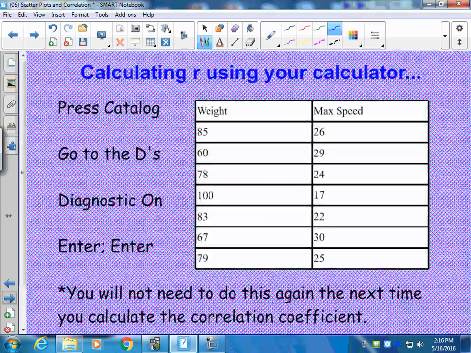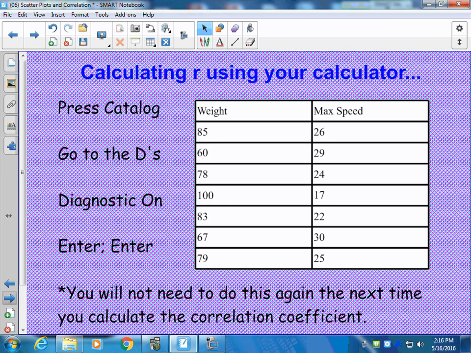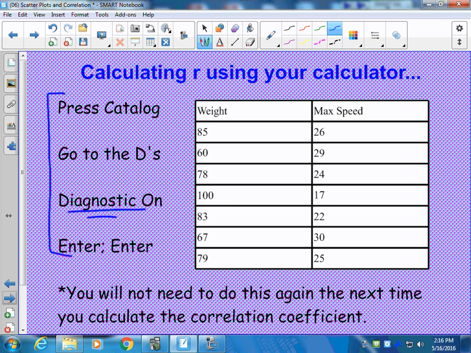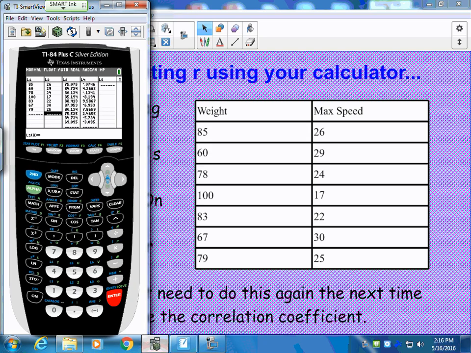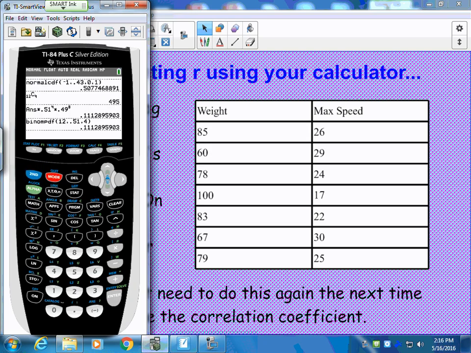Now, how can we get this correlation value? We saw the formula. It was nasty. So what we're going to look at here is how the calculator can do it for us. The first thing that we're going to show is we have to turn on what's called our diagnostic function for the calculator. So in your calculator, I'm going to quit out of that table, clear this out. You want to go second 0 to get to the catalog, and then we're going to use the x negative 1 to get down to our d's.